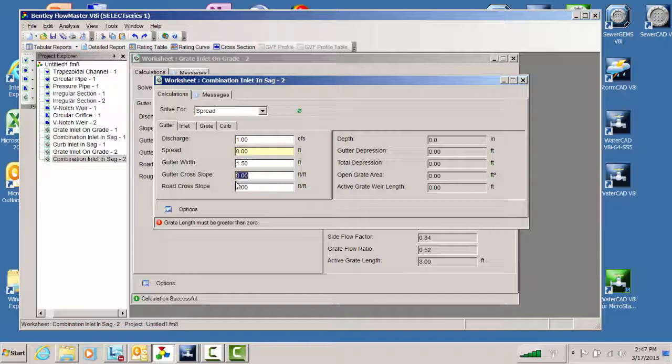Cross-section slope was about 0.08 and a road cross-section of 0.02. That's pretty much like we had in the last one. The inlet now is a local depression, going to be about, say, 3 inches down, and the width of the depression might be, let's say, about 10 feet across.